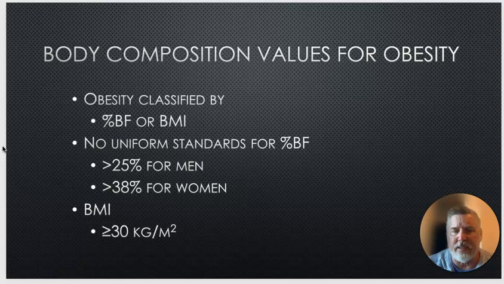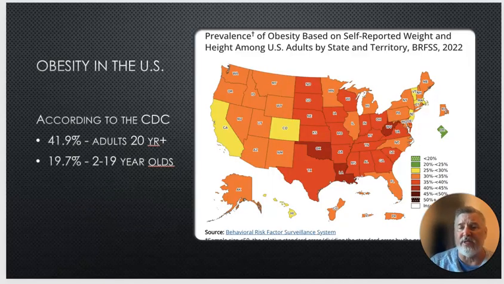You can look at obesity, and there's different classifications for obesity based on percent body fat or BMI. BMI and body fat are not the same thing. For obesity, we know that body fat above 25% for men is considered obese, and above 38% is obesity for females. And then males or females, if it's greater than or equal to 30 kilograms per meter squared for BMI, then that's considered obese. We know that there's a prevalence of obesity in the United States.